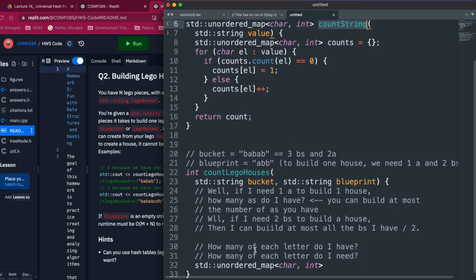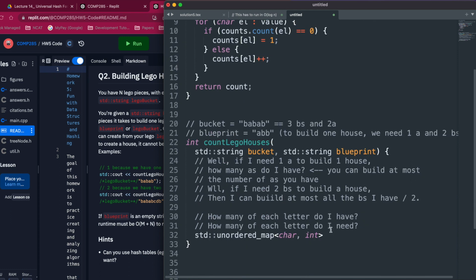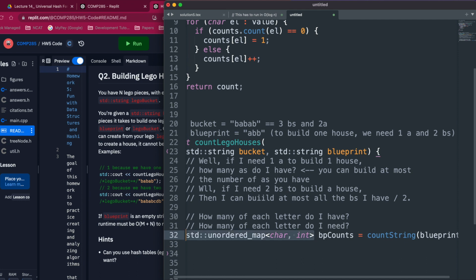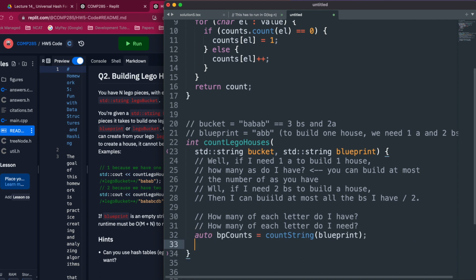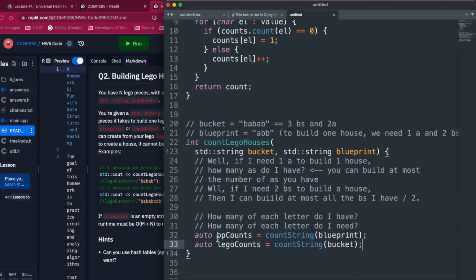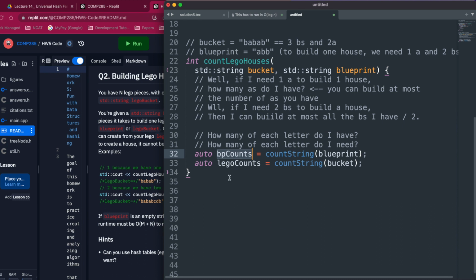So going back to our original problem, this function is exactly what we needed, because we can say blueprint counts is count string of my blueprint, and let's call this auto just to save a little bit of space. We can say Lego counts is count string of my bucket, right? So this tells me, for every character, how many do I need to build one house? That's what BP counts tells me. And this tells me for every character, how many do I have in my bucket?